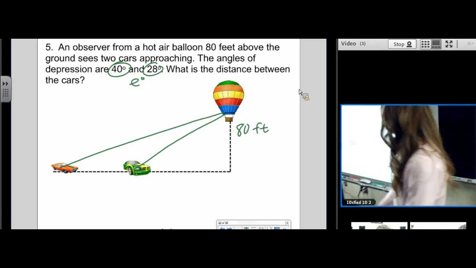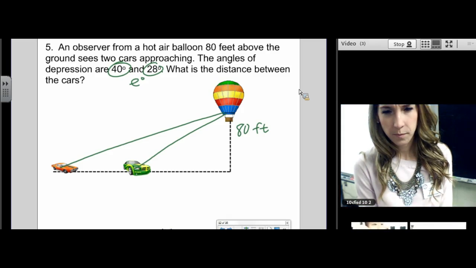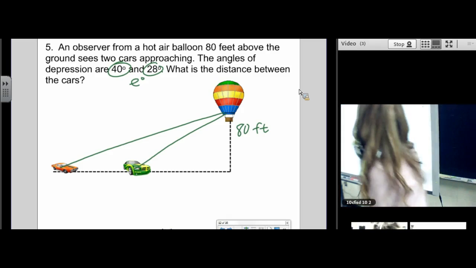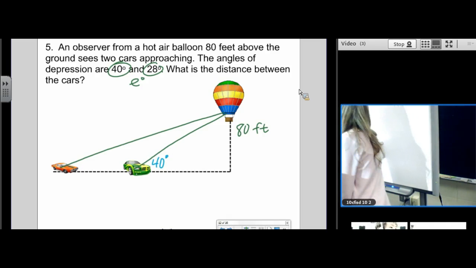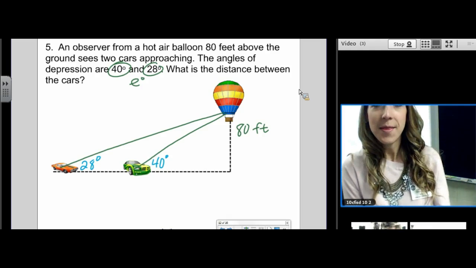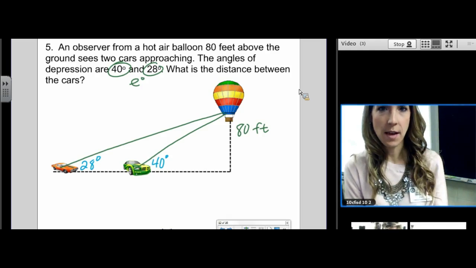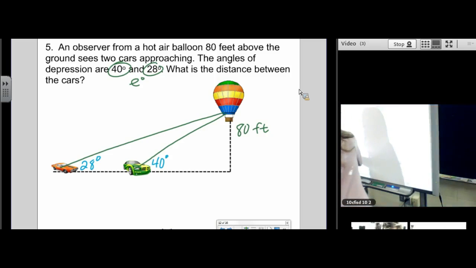So where do I put the 40 and where do I put the 28? Which angle's larger? This one will be the larger angle because he's closer to the hot air balloon. This one will be the smaller angle. The farther away you get from something, the smaller the angle is of the line of sight with the ground, okay? What is the distance between the cars?